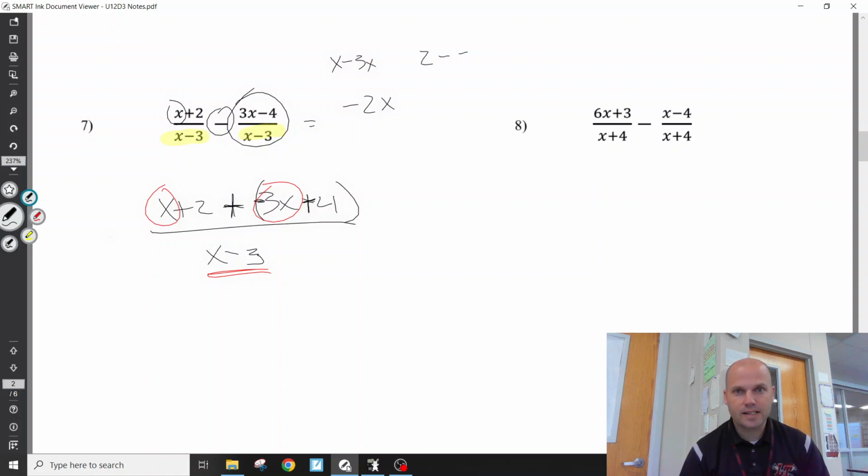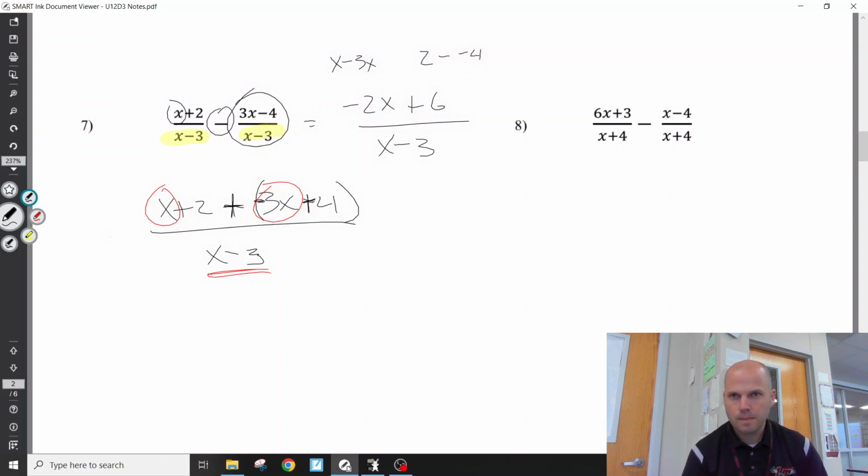2 minus negative 4 is 2 plus 4. So this is kind of like the easy way to do it, is just to pay attention to x minus the common term, 2 minus the negative 4. We leave the x minus 3's.